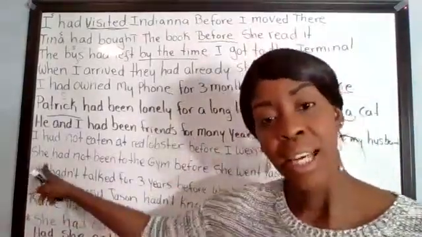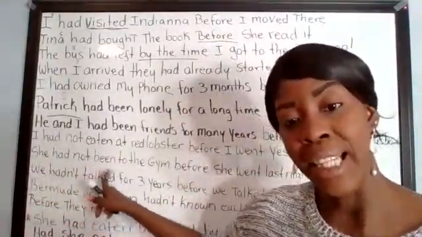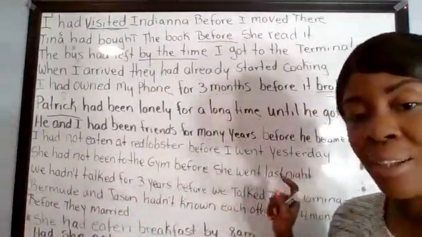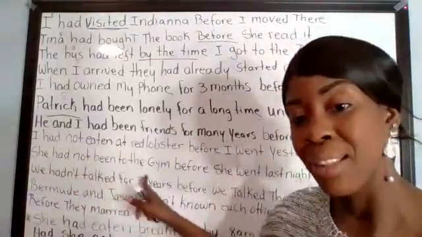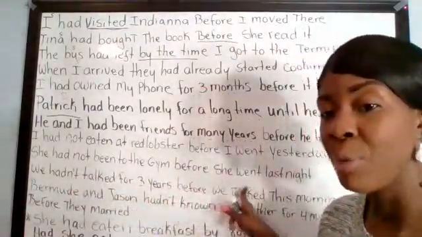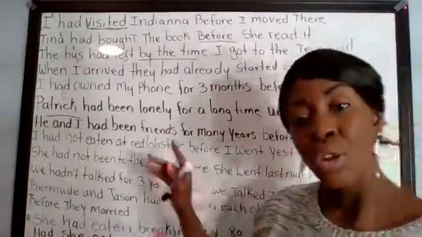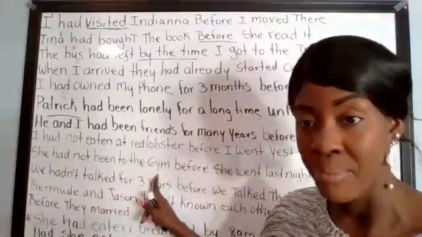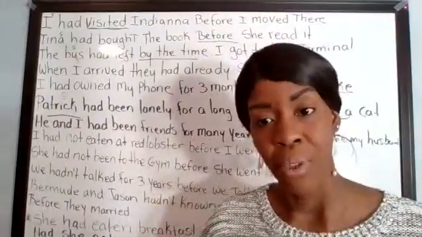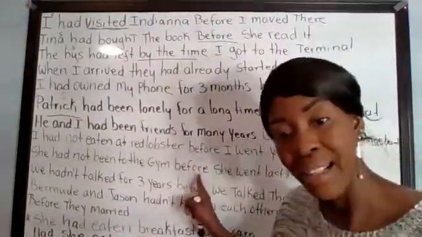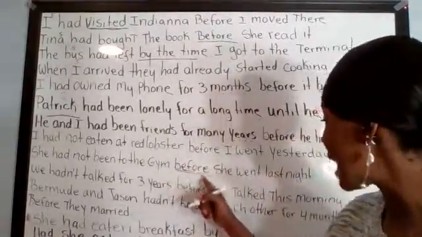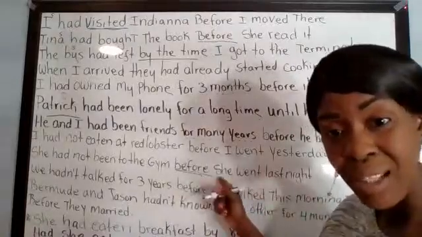Okay? Next one. She had not been to the gym before she went last night. Okay? She had not been to the gym before she went last night. Okay? The two action that took place first, she had not been to the gym. Okay? Then last night she went to the gym. Okay? That is why. This is the key word right here, before. Okay? Ki vle djou kon sa ke avan hier soir, okay?